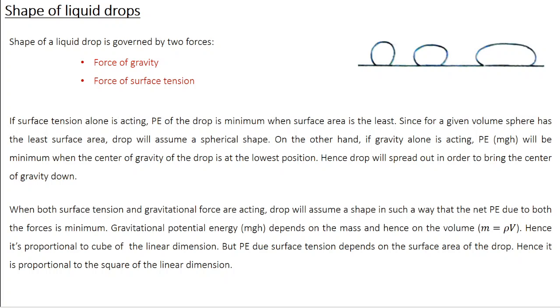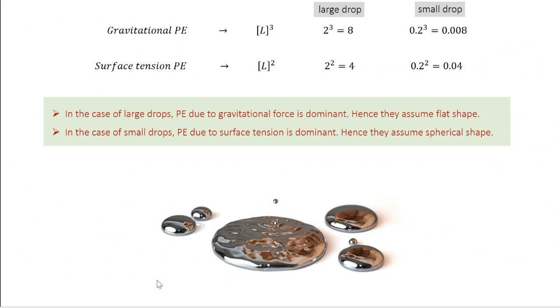On the other hand, if you consider potential energy due to surface tension, we have seen that this is proportional to the surface area of the drop, and surface area is proportional to the square of the linear dimension. In the case of a cube, it is 6L square, and in the case of a sphere, this is 4πR square. So surface tension potential energy is proportional to the square of the linear dimension.